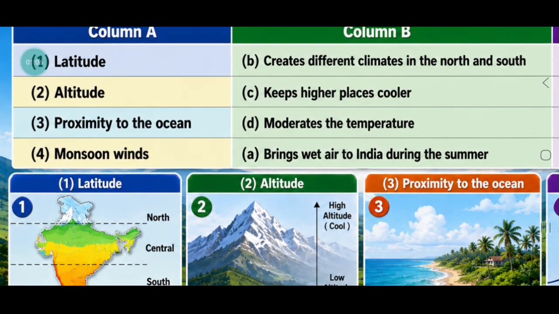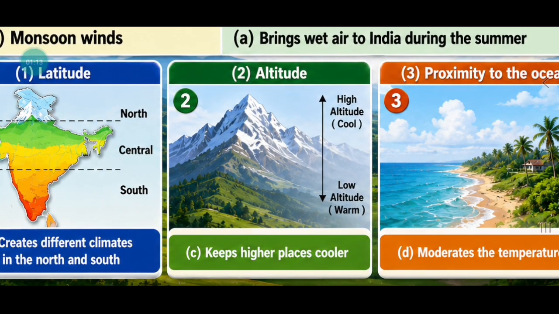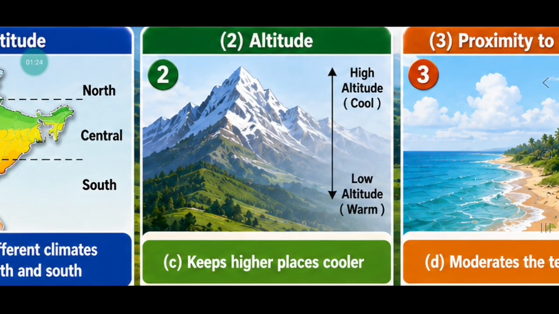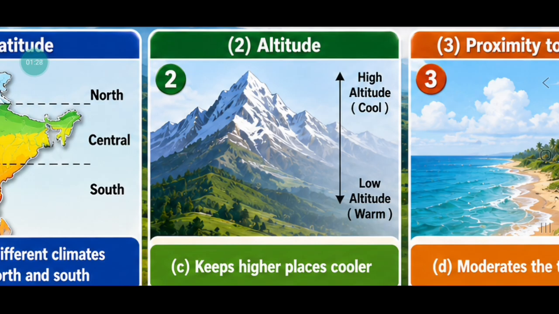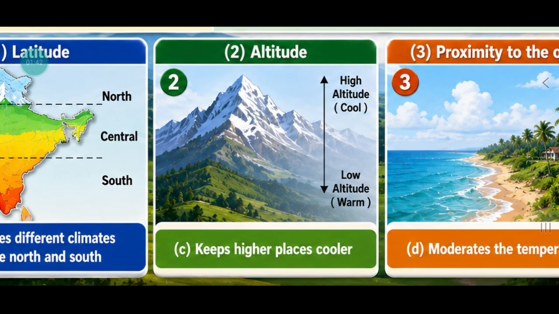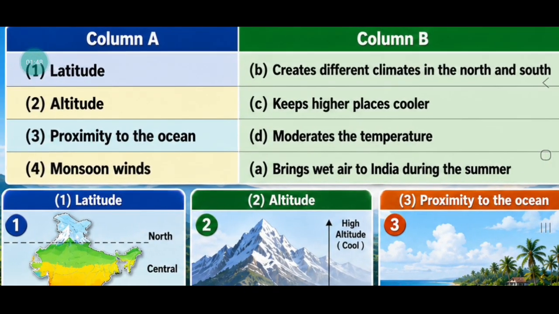Next one is altitude. What is altitude? Altitude means height from the sea level. It keeps higher places cooler, because as we go high, temperature decreases. This decrease of temperature is known as normal lapse rate. As we go 165 meters high, temperature decreases by 1 degree Celsius. So altitude is responsible for cool temperature. Altitude keeps higher places cooler.